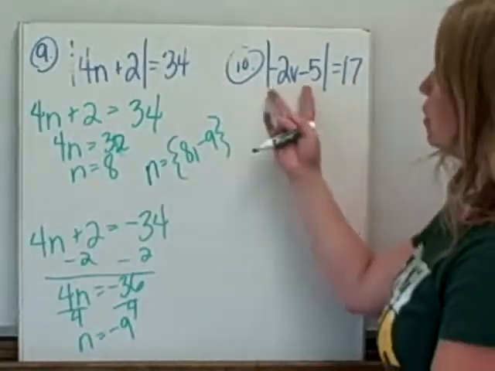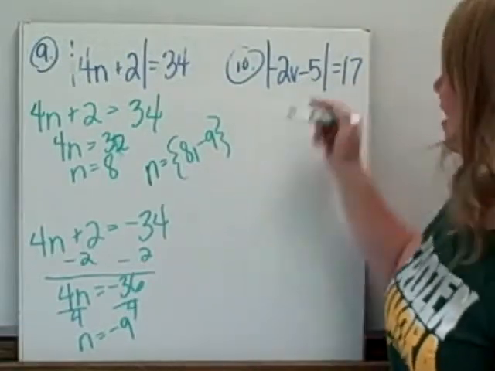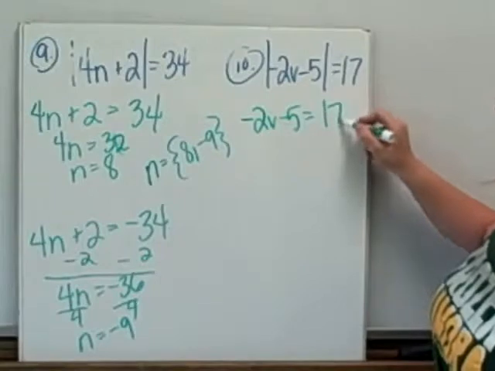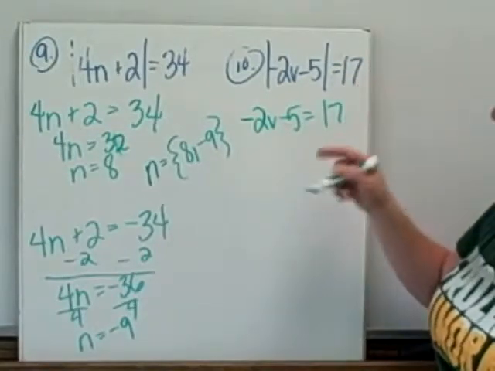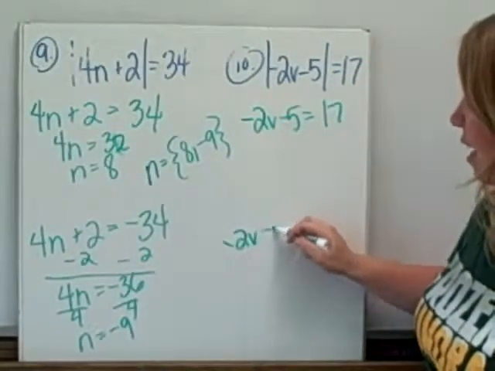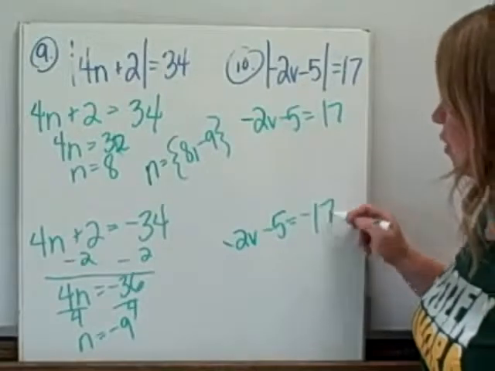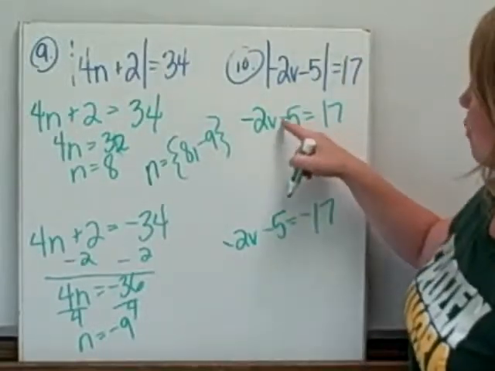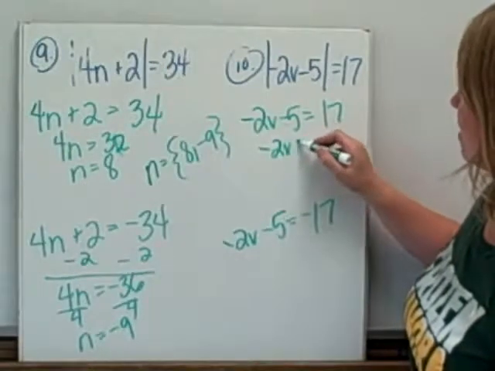In number 10, the absolute value bars are isolated. So I'm going to take what's inside of it and set it equal to the positive version of 17, and in another equation set it equal to the negative version of 17. As I solve this, I'm going to add 5 to both sides.